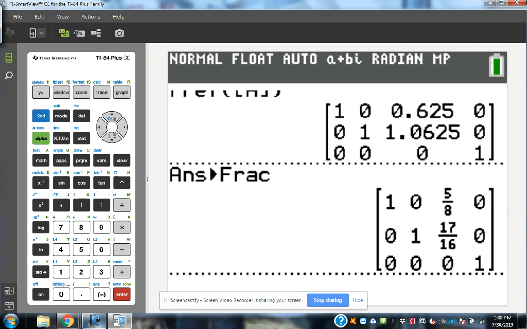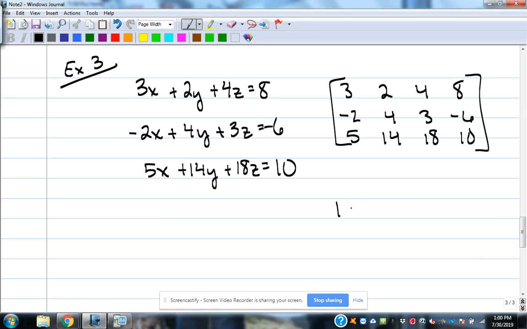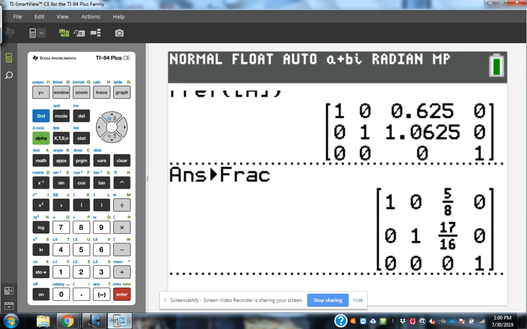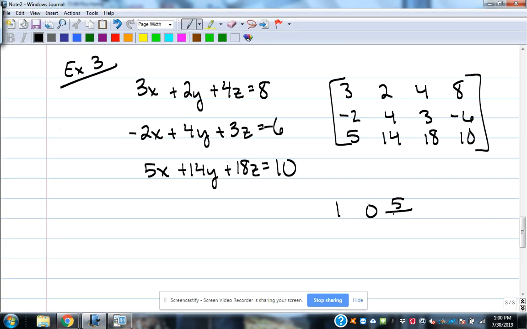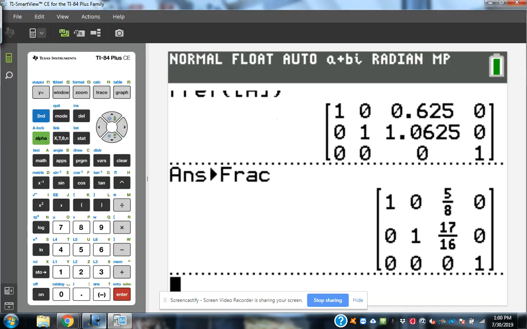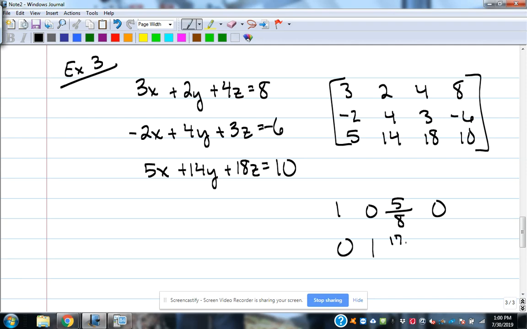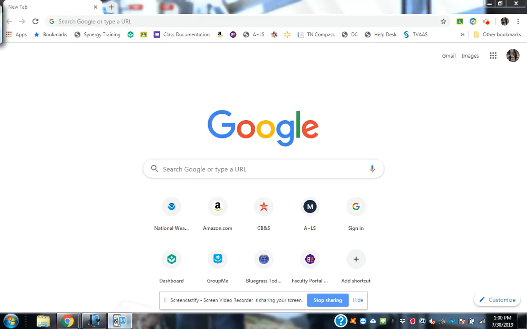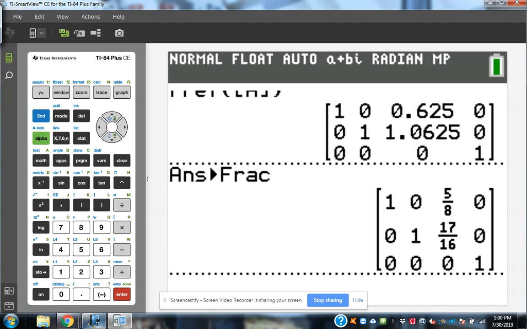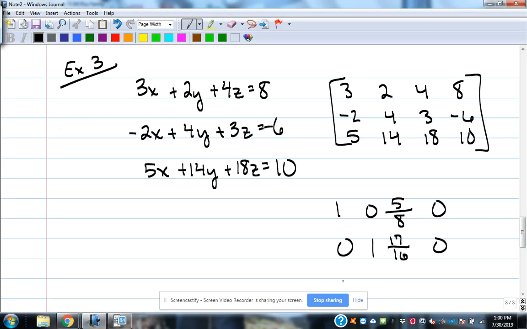But I got a matrix here where I have 1, 0, 5 eighths, 0, 0, 1, 17 sixteenths, and then 0, and then 0, 0, 0, 1.